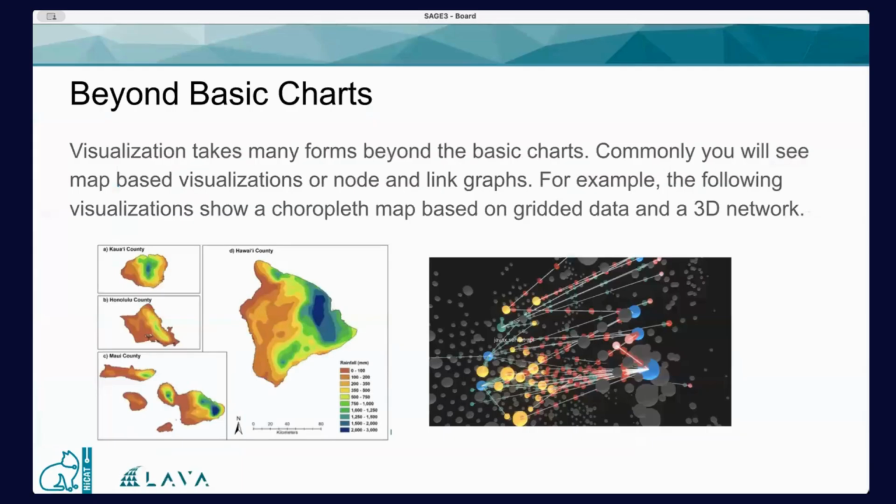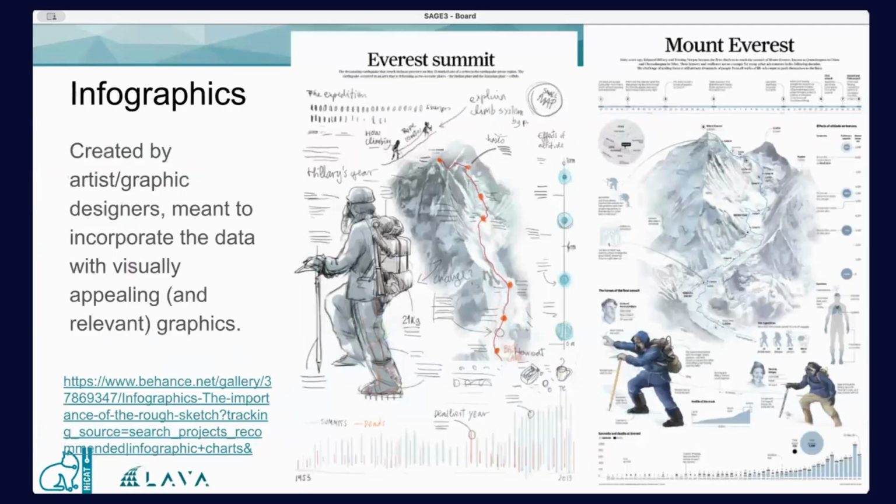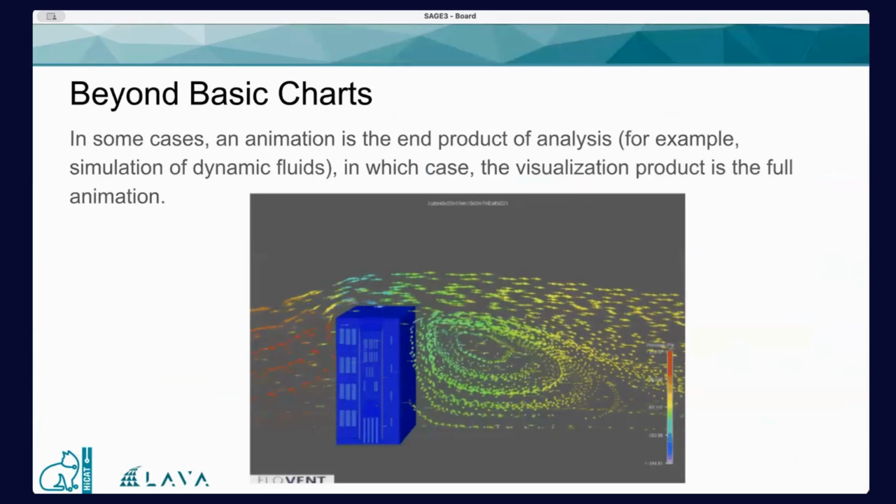Beyond the basic charts, there's obviously a lot of other types of charts that I'm not going to even cover. These are just examples of some map-related visualizations. This is a 3D network. And obviously there's the more visually beautiful charts, which were actually created by graphic designers and not necessarily data scientists, which are infographics. This is a sketch for the actual infographic at the end.